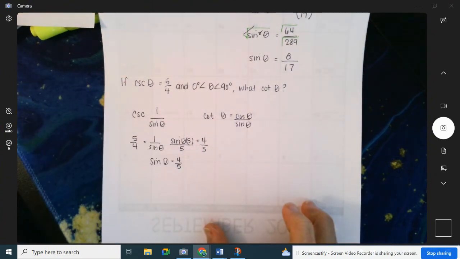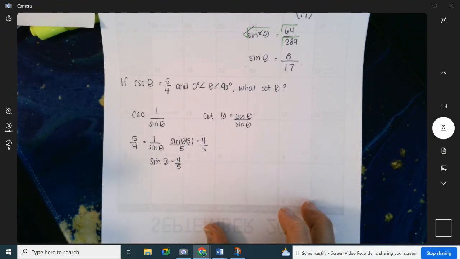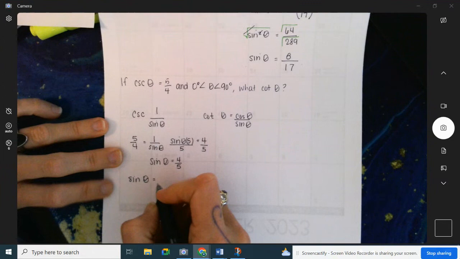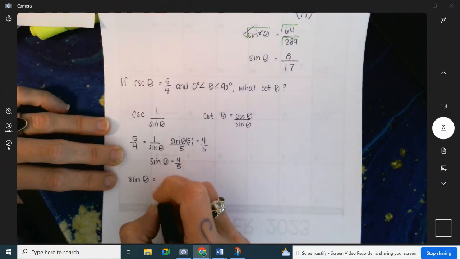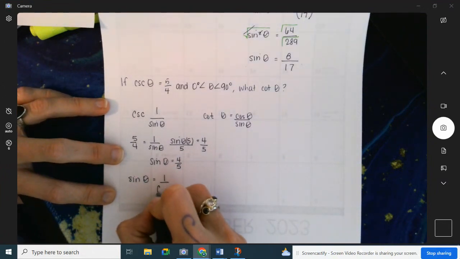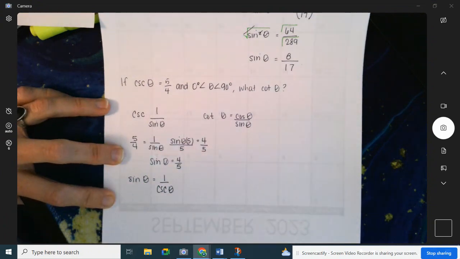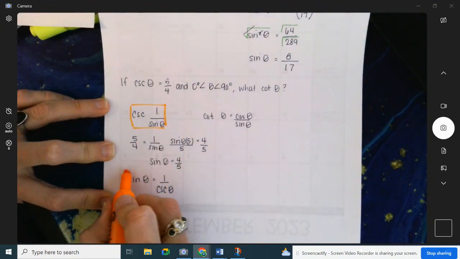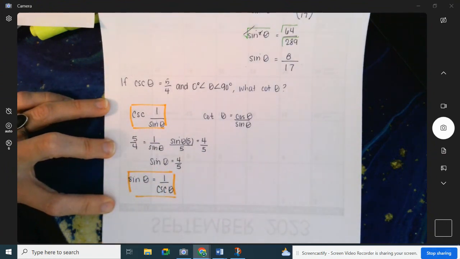Now that's a super mathy way to do it. You can also do sine theta. When you're looking at your list, it's a lot easier to see all these. So just know that I was looking at the list as well. So sine theta is 1 over cosecant theta. That's the rule. So this is one rule that you could choose from. This is the other rule you could also choose.